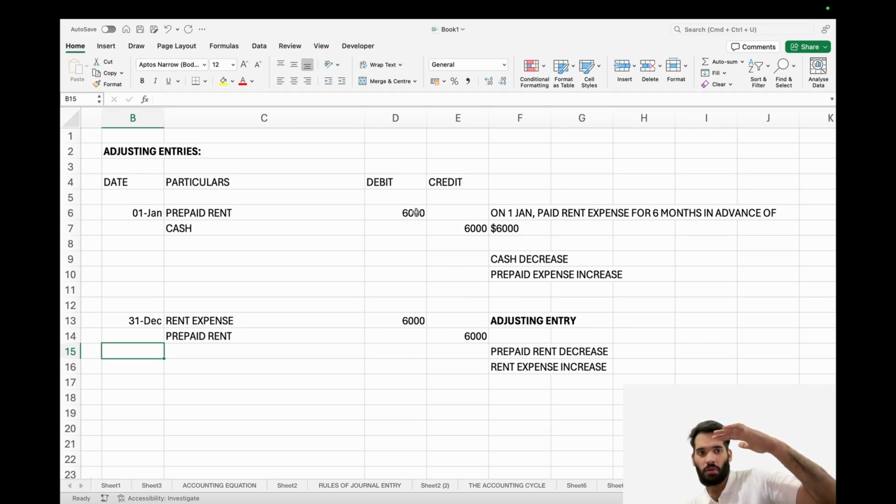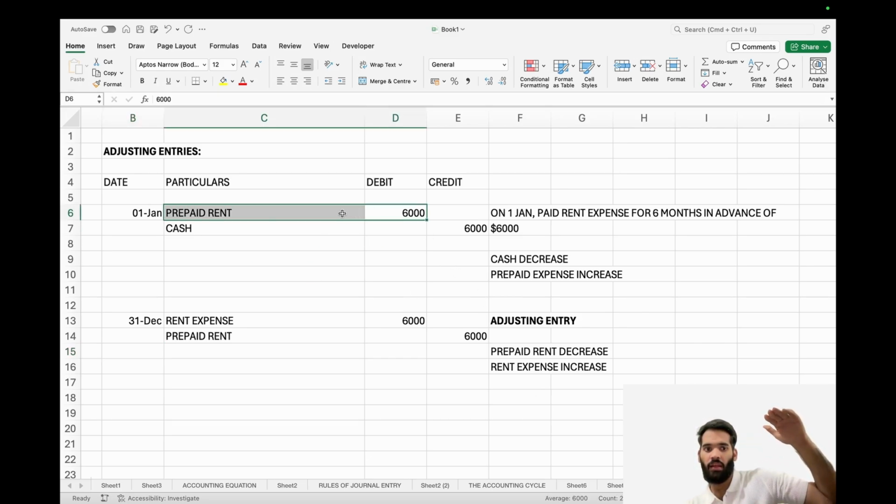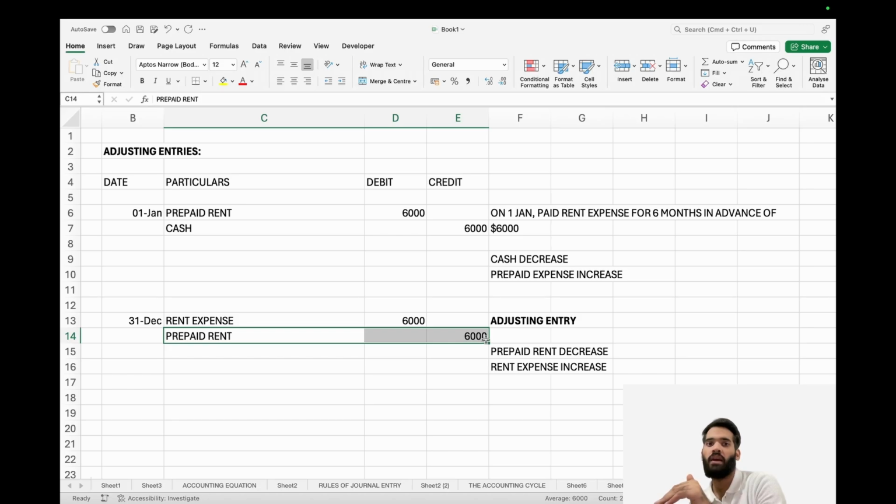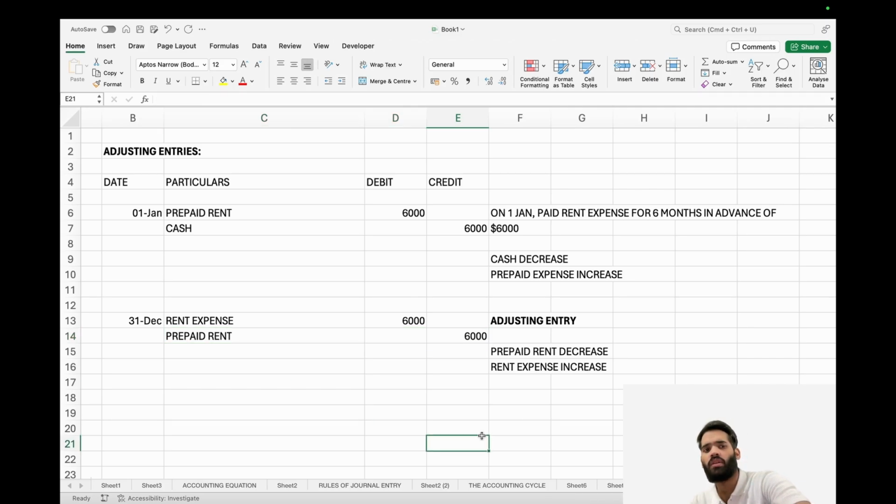If the accountant debited rent expense and credited prepaid rent, now the prepaid rent has a zero balance, which is the correct balance because by the end of the year we have used it, right? So when we prepare the reports now, the balance sheet will no longer show the prepaid rent of 6,000. It will show prepaid rent of 0, which is the correct number. So that's what the prepaid adjusting entry looks like.